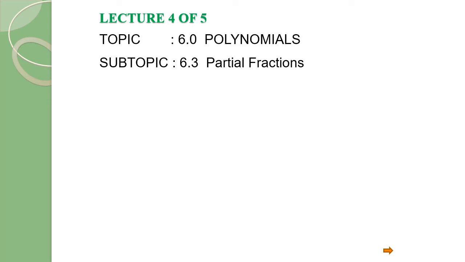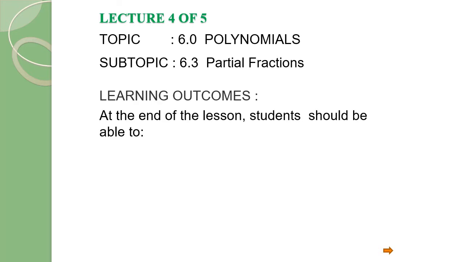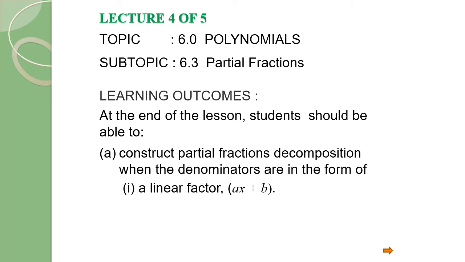For this lecture, we are going to continue with the last subtopic for chapter 6, which is 6.3, partial fractions. The learning outcome for this lesson is that students should be able to construct partial fractions. So you have to know how to construct partial fraction decomposition when the denominators are in the form of a linear factor. So we have a fraction, and we want to construct that fraction into partial fractions. So what do these terms mean?